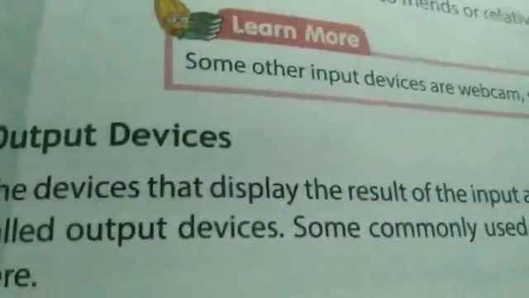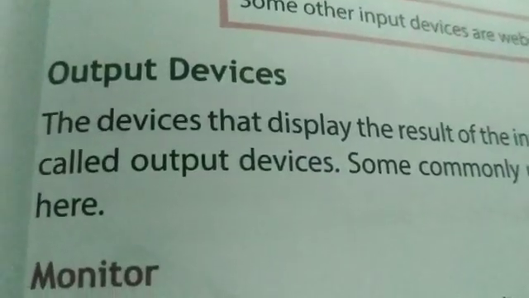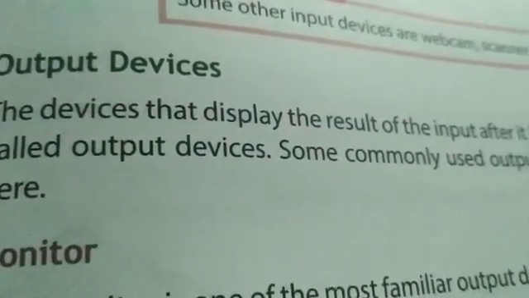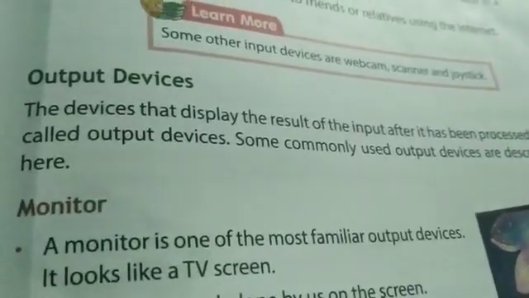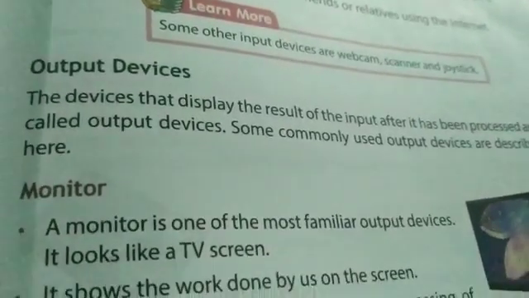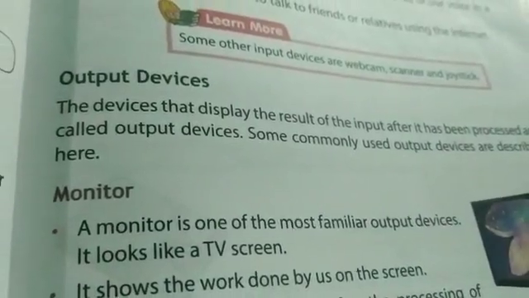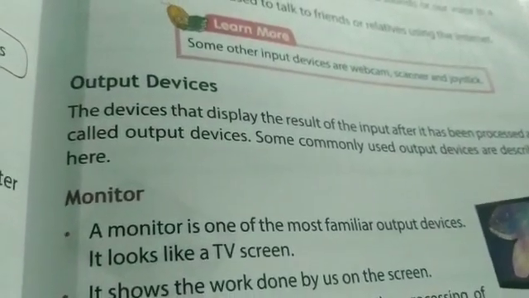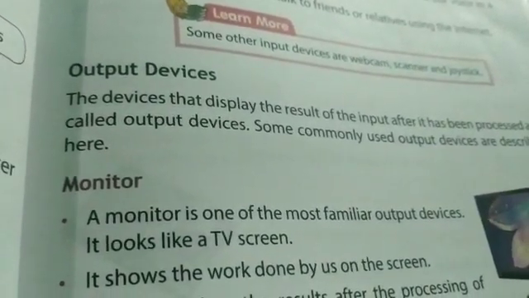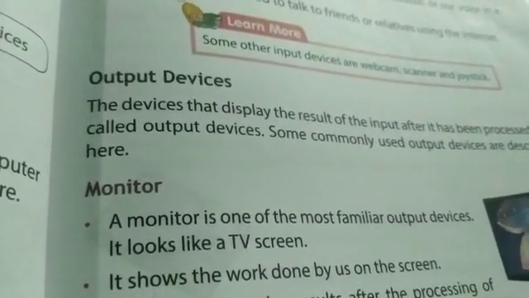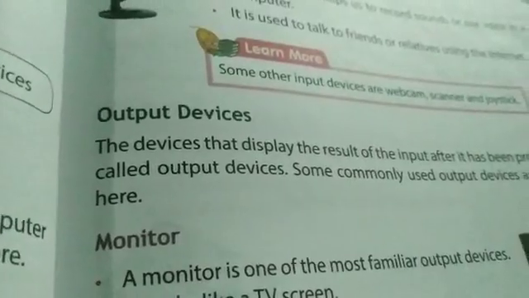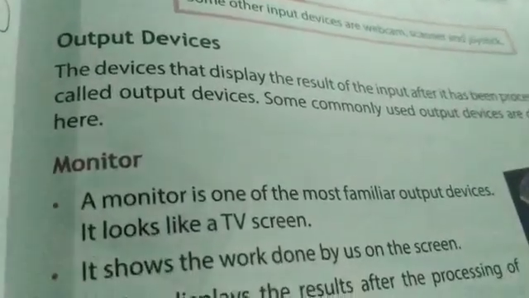Now let's come to output devices. The devices that display the result of the input after it has been processed are called output devices. So in input, with the help of some parts of the computer we are giving instructions to the computer, and the result which the computer gives us is known as output. So here are some outputs from where the computer is giving results.